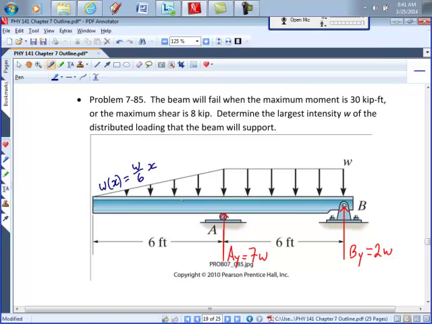x, but the force is down. Even though this has a positive slope, the force is down. So we should have a negative in here. I'm just going to make a note in here. The reason why the negative sign is there is the force is down. So that's, for the first 6 feet, the equation of the distributed load.